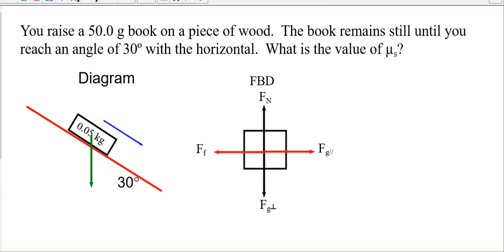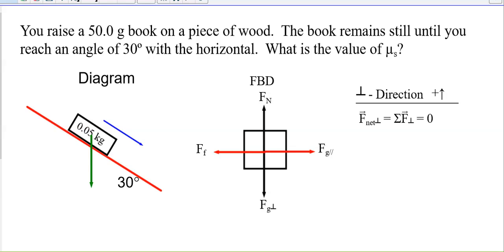If I consider the parallel component forces, often drawn horizontally to make life simple, I know the book would be at rest until I get to 30 degrees, which means friction is involved. So I'm going to draw friction going to the left because it's sliding down and to the right. It's sliding down to the right because of my parallel component of the actual weight, FG parallel. So in the perpendicular direction, I'm going to call up positive.